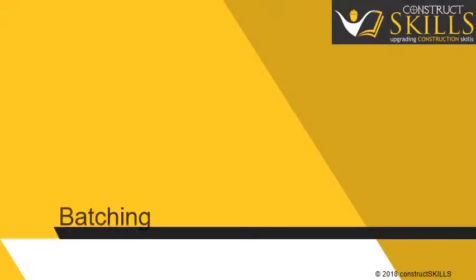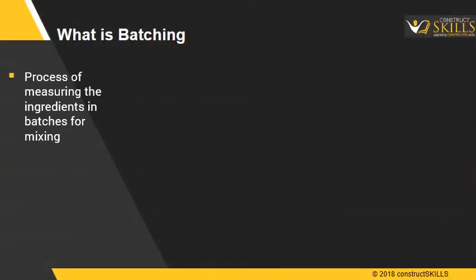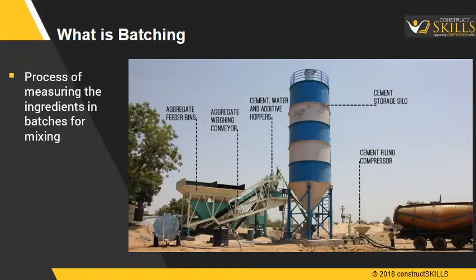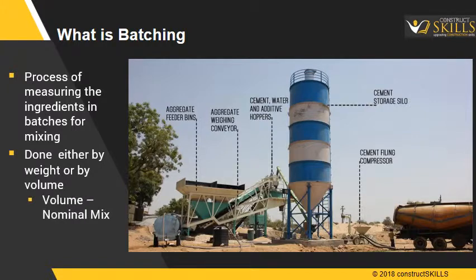In this guide, we will be discussing mixing of concrete. Batching is a process of measuring the ingredients in batches for mixing. It is done either by weight or by volume. Volume batching is based on nominal mix and weight batching is based on design mix.